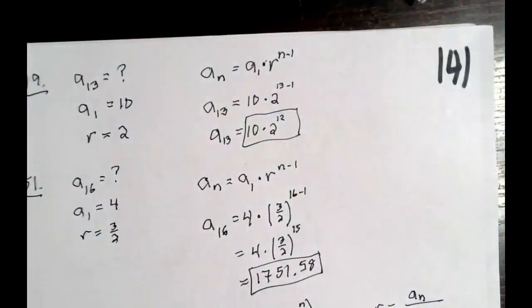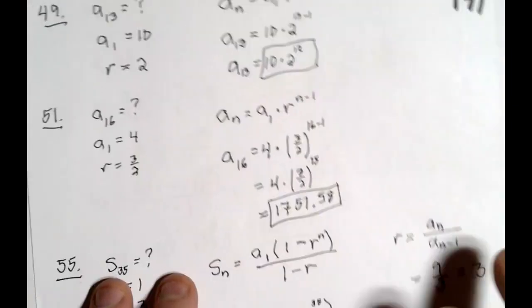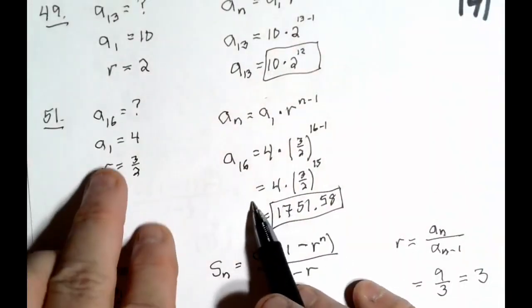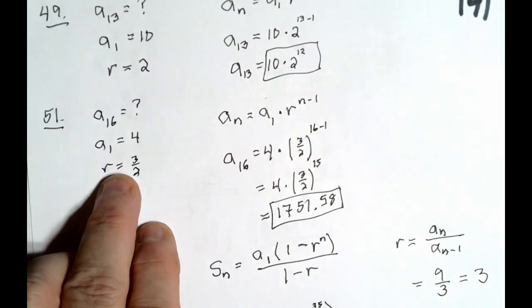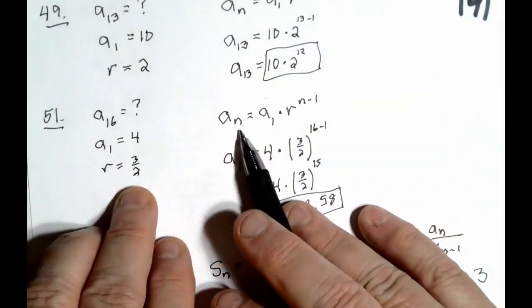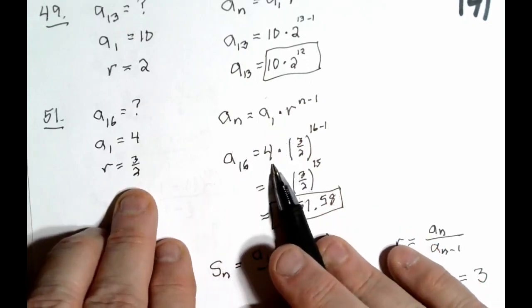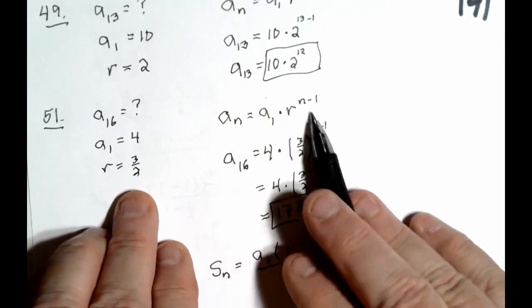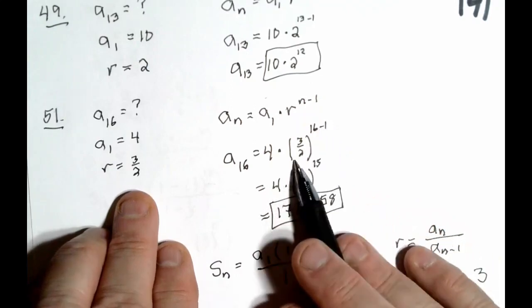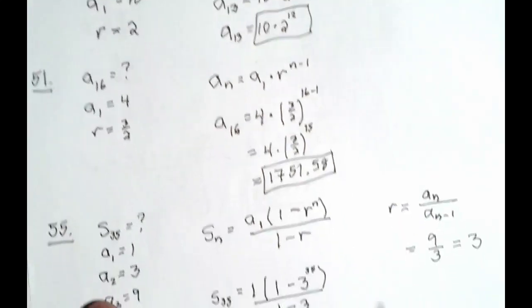And then let's go on with 51. 51 says you're trying to figure out what the 16th term is when the first term is 4 and the common ratio is 3 over 2. So if you're looking for the 16th term, N is 16, A1 is 4, R is 3 over 2. So it's 3 halves to the 15 times 4, which gives you this guy.